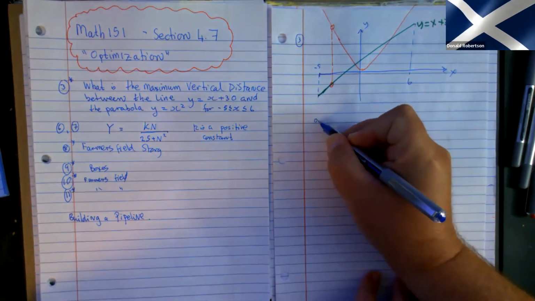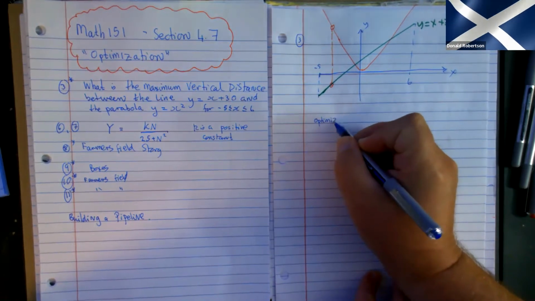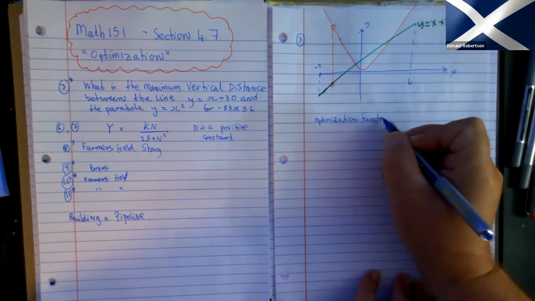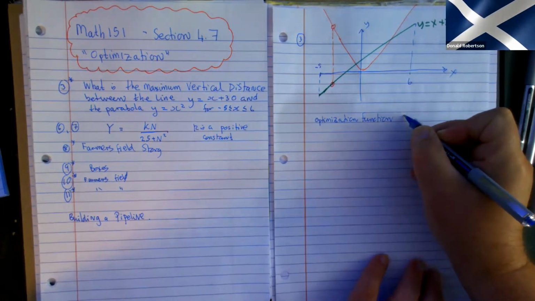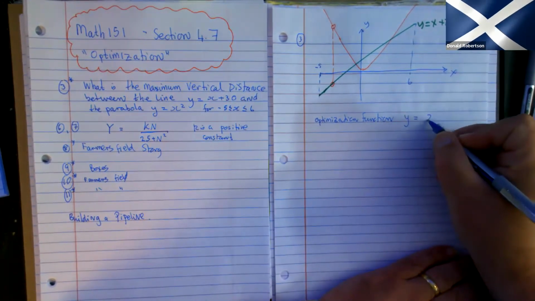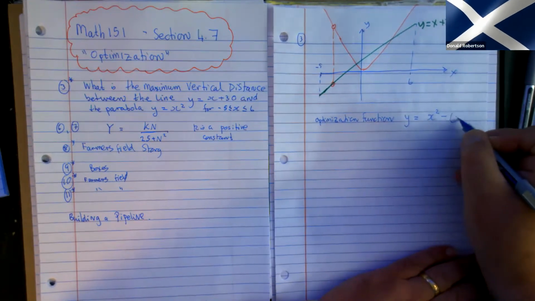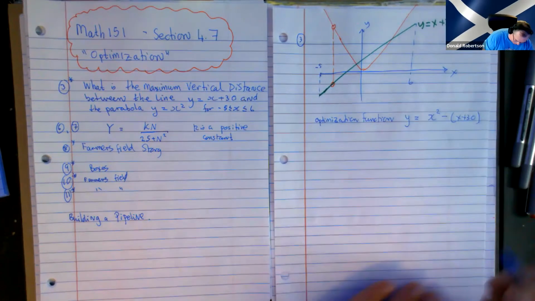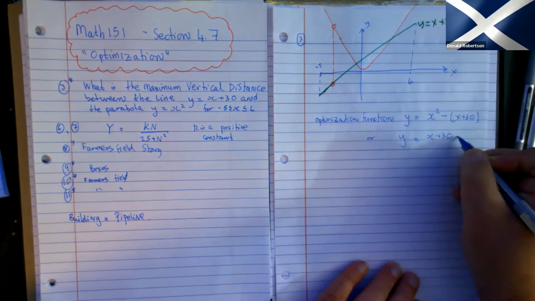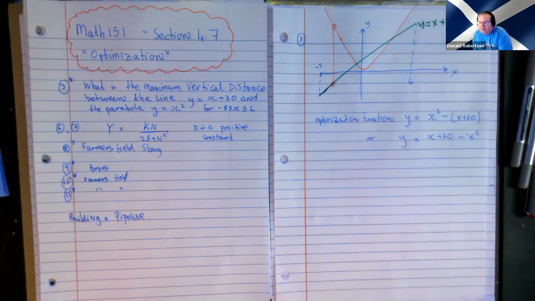So my optimization function is basically, well, I'm going to call it y, and it is going to be x squared take away x plus 30. Or I can have it as x plus 30 take away x squared. Would you agree both of them are finding the distance between them? Now that I've written that second one down, I kind of like that one. It just looks easier to do.